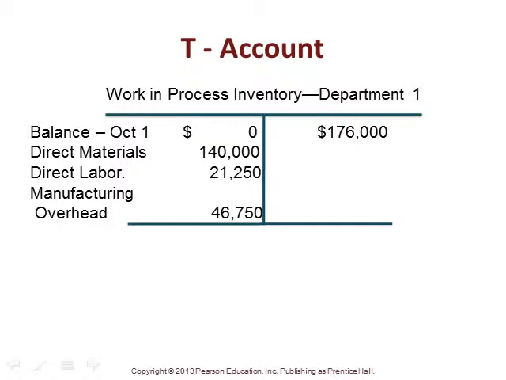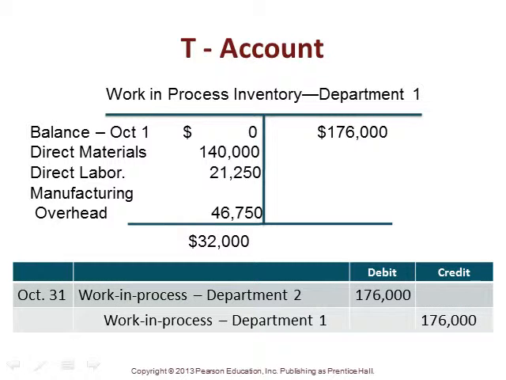So then we moved out of work in process Department 1 to Department 2 $176,000 worth of cost based on equivalent units of production, and leaving us the balance. Can anyone quickly figure out here what the balance is? So what we have left is a balance of $32,000 for inventory that's still in process in Department 1, right? And that will move into the next department once it's finished on the next cycle recording.